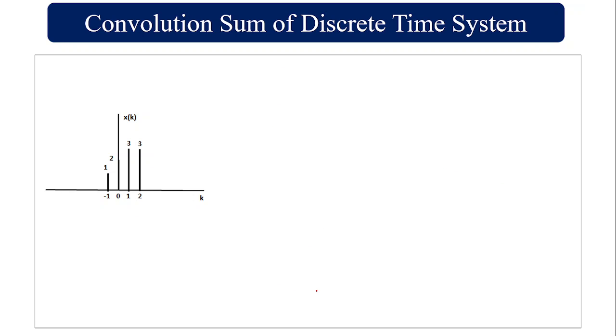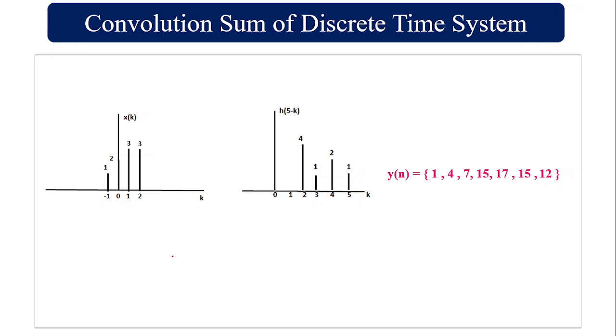So the next and last value, x of k with your h of k. Here the value is going to be only for this one, 2. Right. So it's going to be 3 into 4. It's going to be 12. So don't forget to mention the arrow mark. So for all three procedures, matrix method, tabulation method and graphical method, the answer is going to be the same.